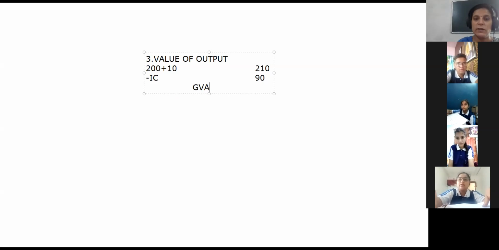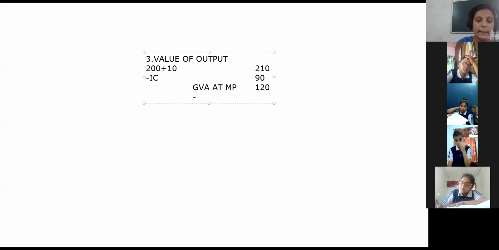So this is now our GVA at MP. This is GVA at market price, and this is as 120, which came after subtracting. Okay, now from this GVA at MP, I will subtract depreciation. कितना है depreciation? No, depreciation is not given, so we will take it as 0. 0 हम इसको assume कर लेंगे.